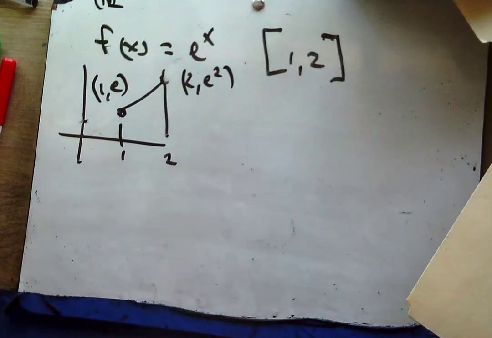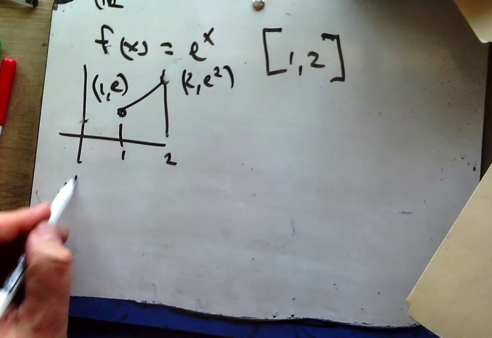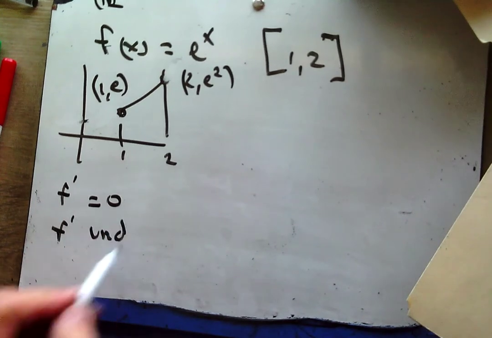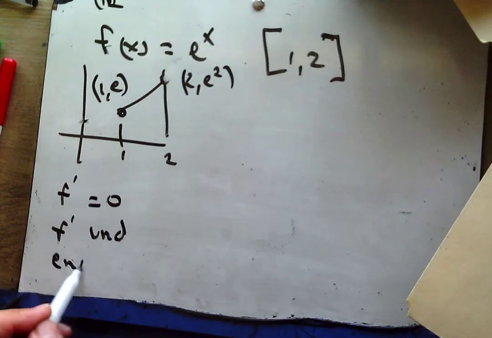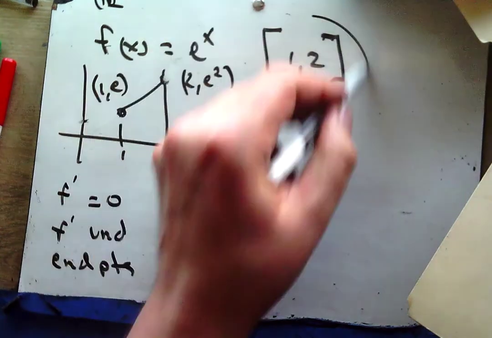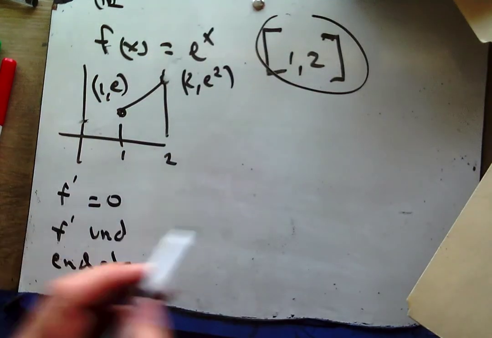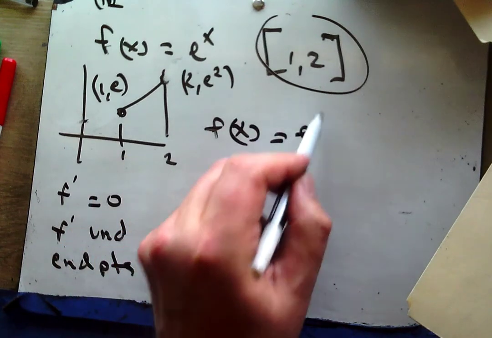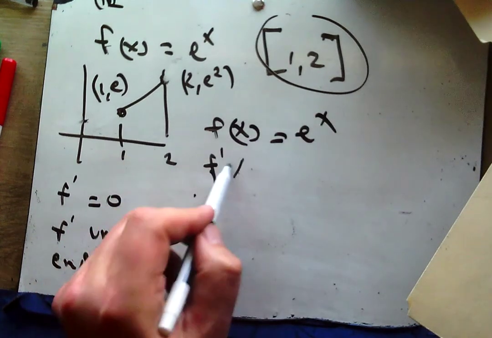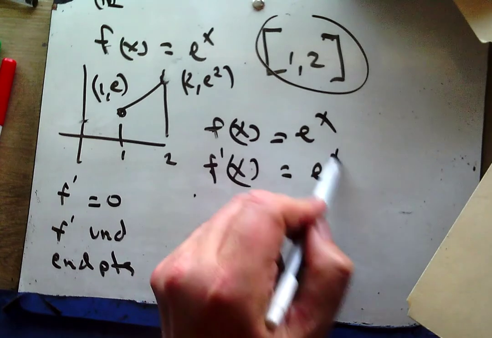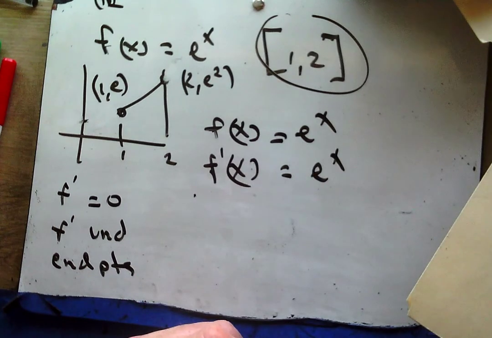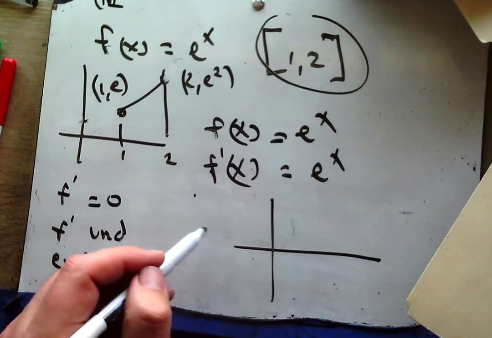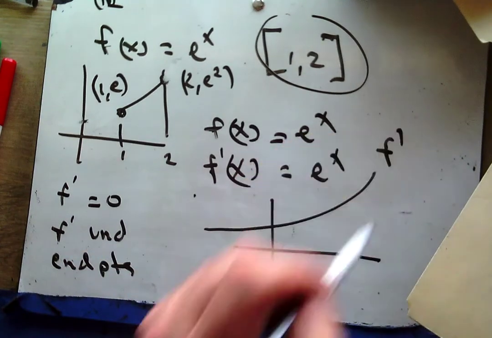Okay, so remember, if I'm looking for mins and maxes, I want f prime equal to 0, I want f prime undefined, and I want endpoints. And we got some endpoints. What about f prime? Well, if f of x equals e to the x, well, we know the derivative of that is itself. Oh, well, this is an exponential growth curve. Here's f prime.